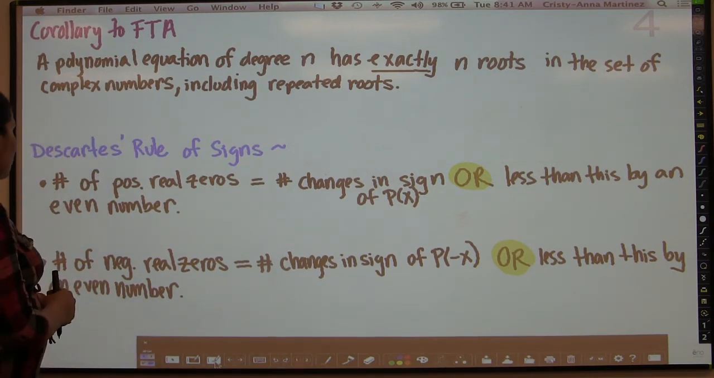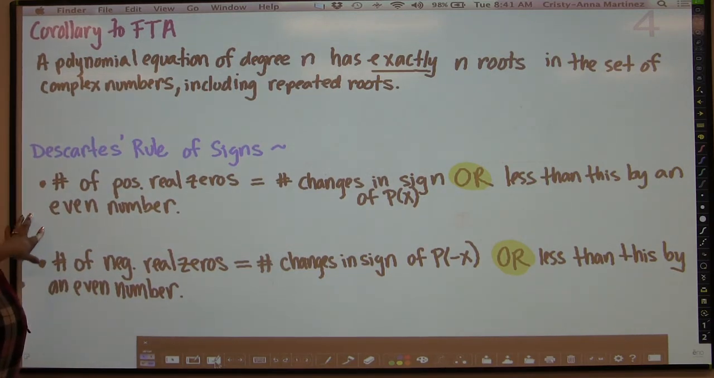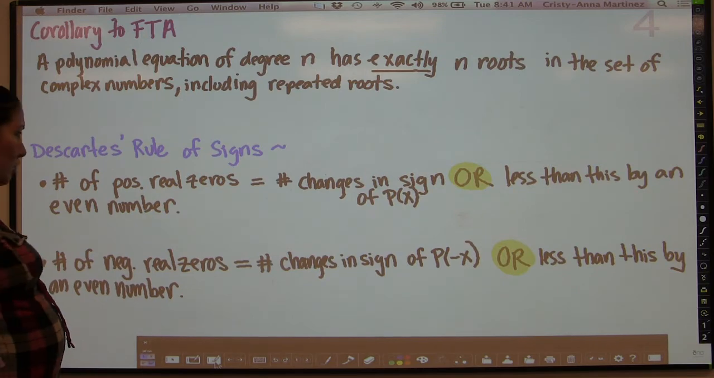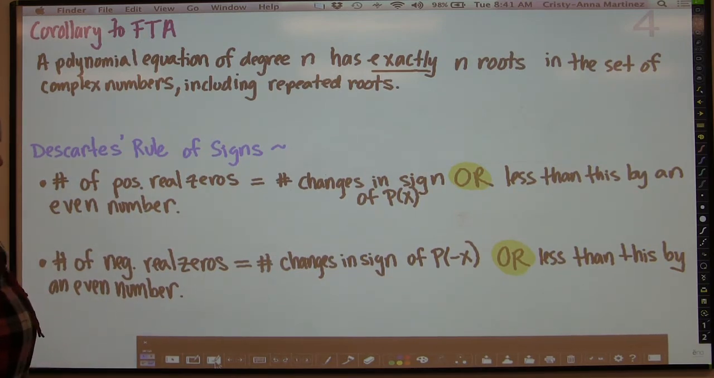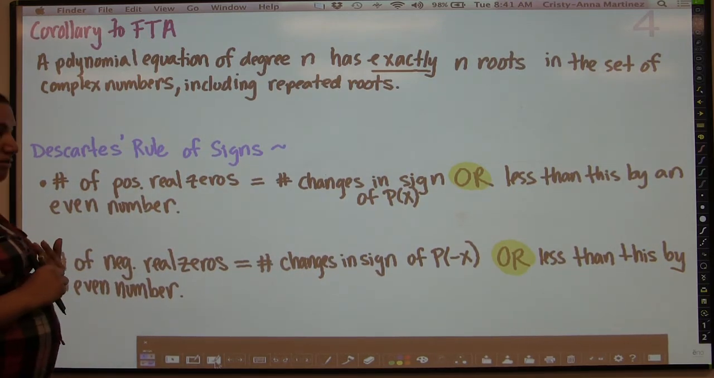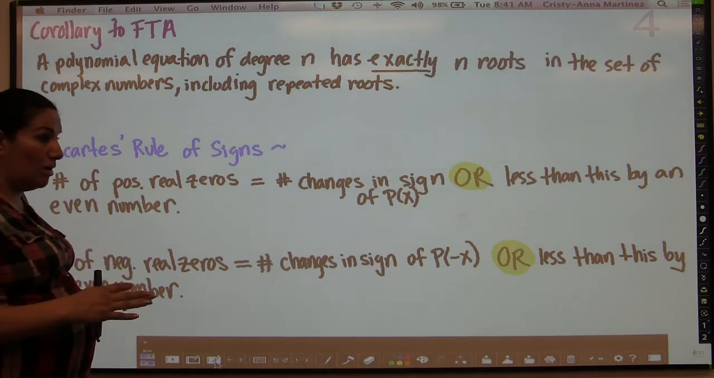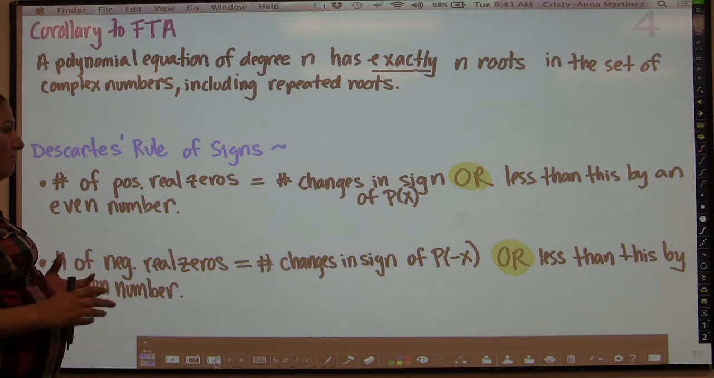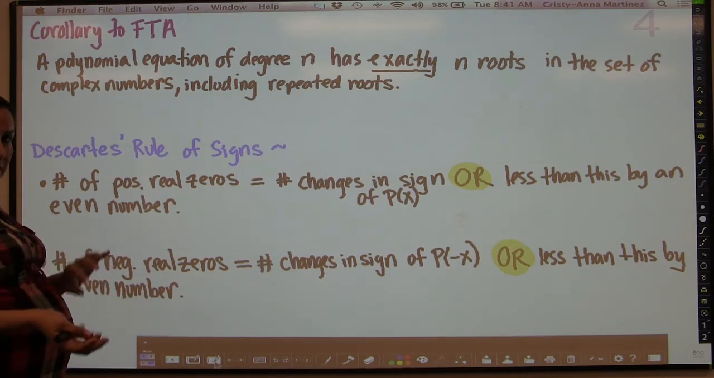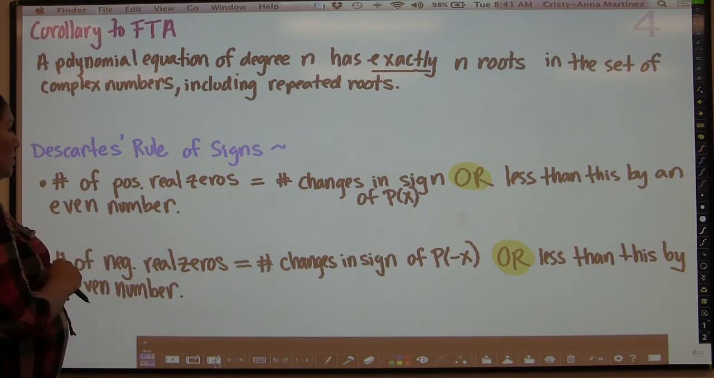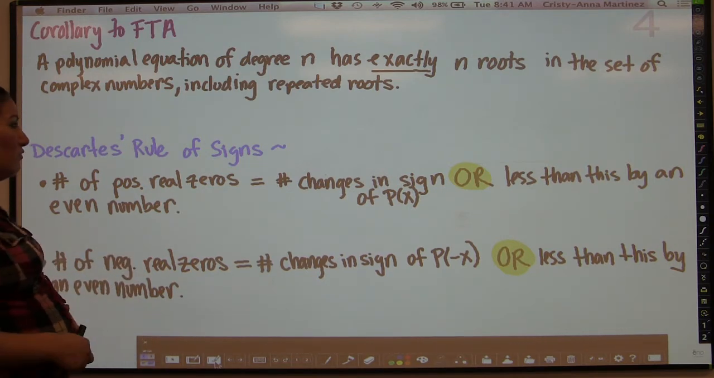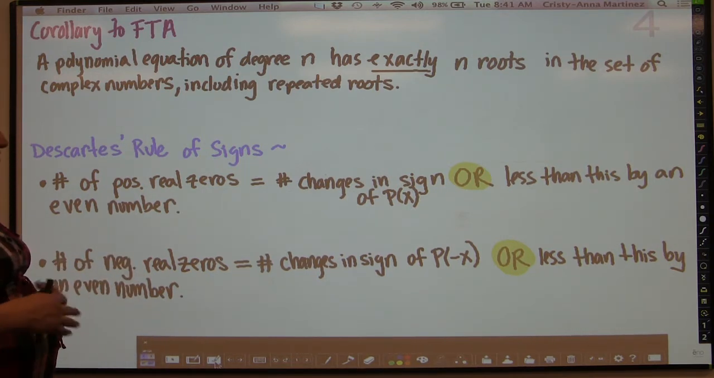Now that being said, we have Descartes' rule of signs, and Descartes is a famous mathematician who observed this relationship among polynomials. If I have x to the 5th power, I know it's going to have 5 roots, but what I don't know is how many of those roots are going to be positive or negative. So Descartes put together a formula, if you will, for us to determine whether or not they would be positive or negative.